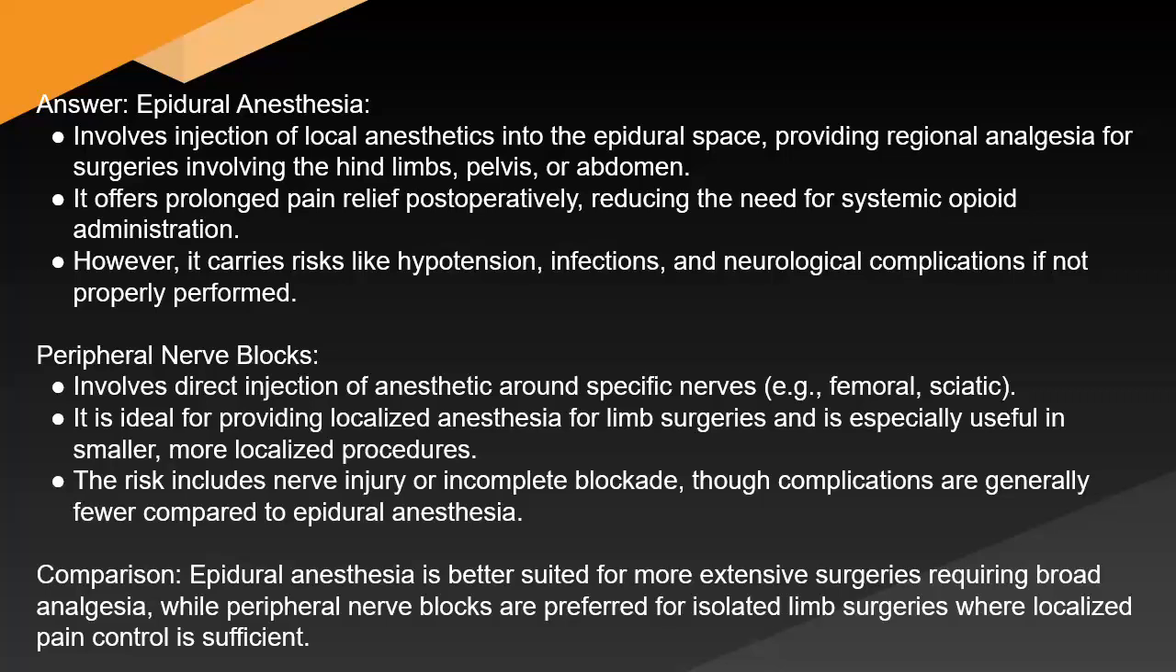However, it carries risks like hypotension, infections, and neurological complications if not properly performed. Peripheral nerve blocks involve direct injection of anesthetic around specific nerves, e.g., femoral, sciatic. It is ideal for providing localized anesthesia for limb surgeries and is especially useful in smaller, more localized procedures. The risk includes nerve injury or incomplete blockade, though complications are generally fewer compared to epidural anesthesia. Comparison: Epidural anesthesia is better suited for more extensive surgeries requiring broad analgesia, while peripheral nerve blocks are preferred for isolated limb surgeries where localized pain control is sufficient.